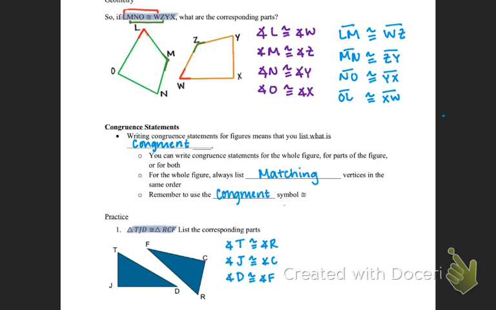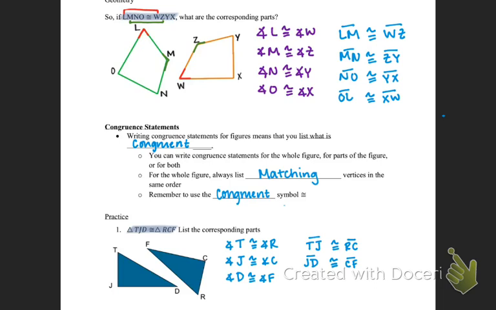We can also do our 3 congruent sides, and we could have the picture help us, but we can also go off of our letters here in order, and we could start with TJ. TJ has to be congruent to segment RC. Segment JD has to be congruent to segment CF. And remember, I'm still trying to keep the same order.